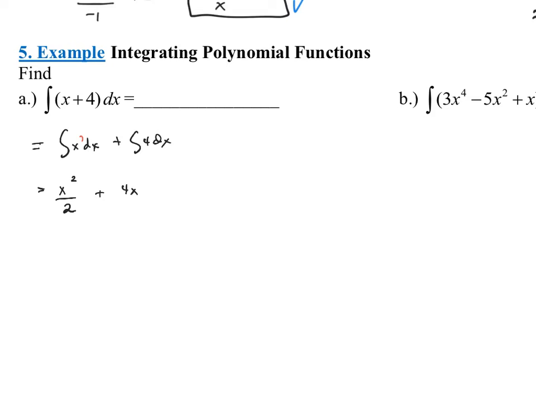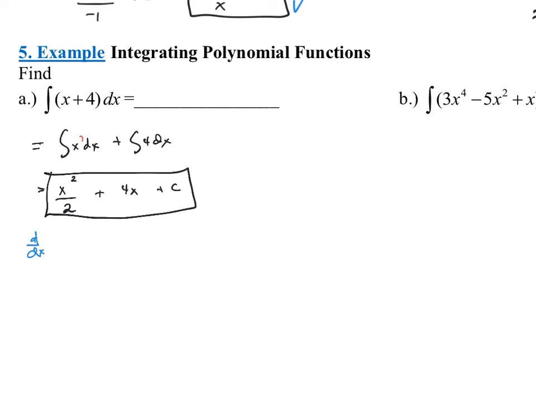So the integral would be 4x, but then never forget your trusty old plus C that you have to remember every single time. So my guess is the answer is x squared over 2, which is the same thing as 1/2 x squared, plus 4x plus C. Let's see if we're right.